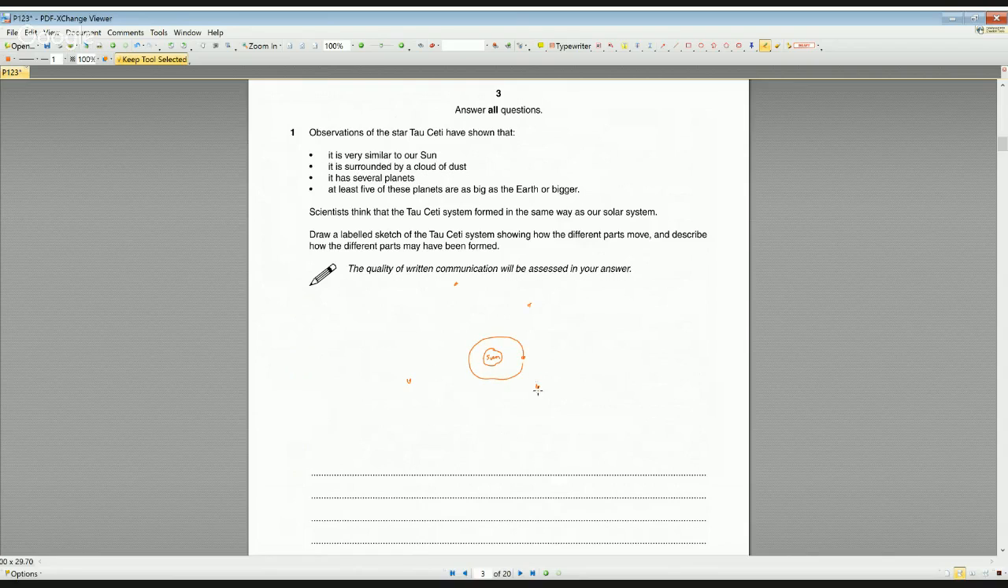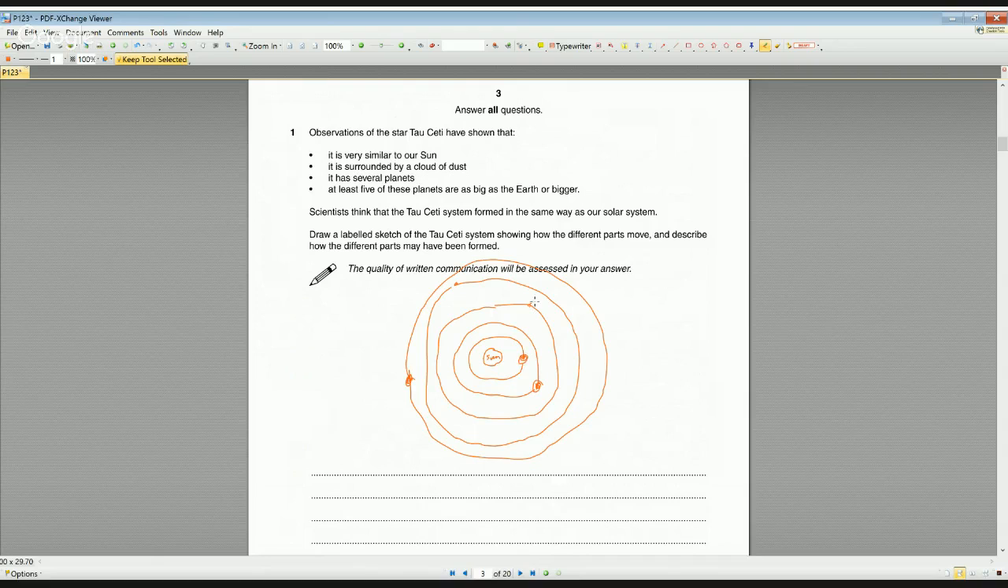I'm doing it very roughly here. You'd hopefully be a better sketcher than me. These orbits should be virtually circular. Make sure that each planet has its own clear orbit, that it's not overlapping with another one. And one last one. What a terrible sketch I've done here freehand. But there we have the sun with, make it really clear that these are planets orbiting around it. So that is our labeled sketch of the Tau Ceti system. It's showing how the different parts move as well. So we've definitely got a few marks for that.